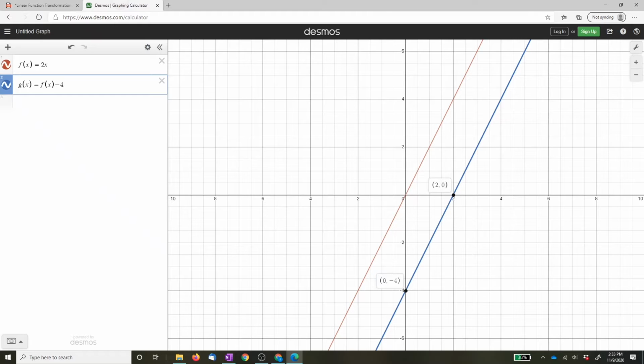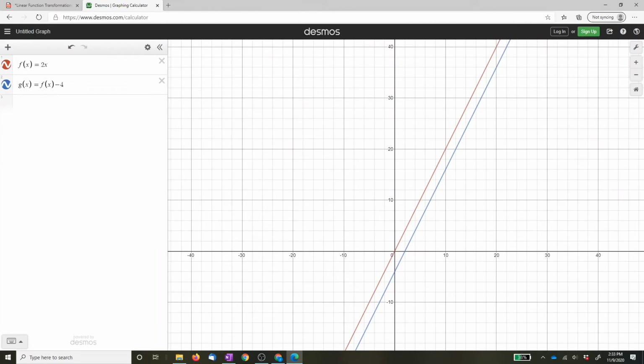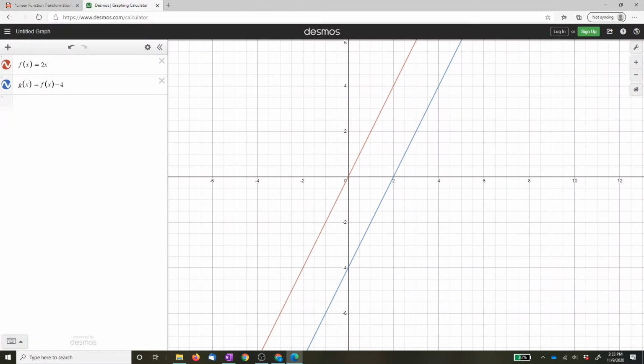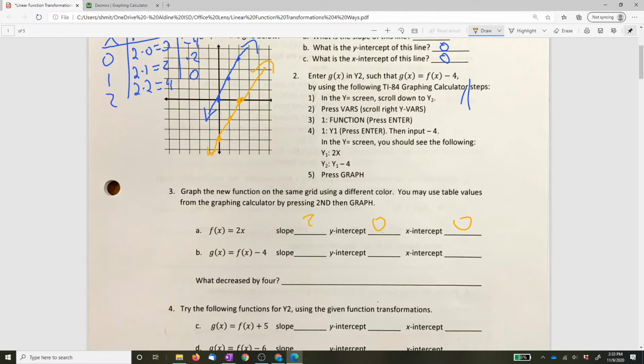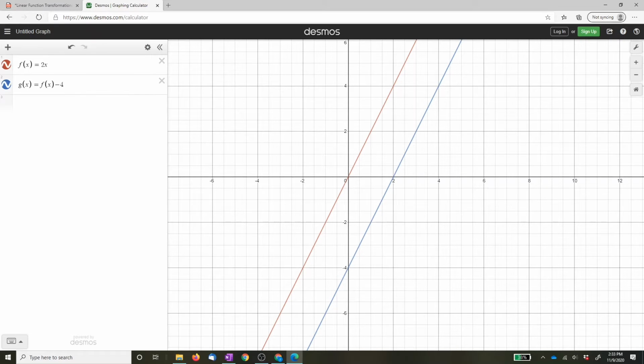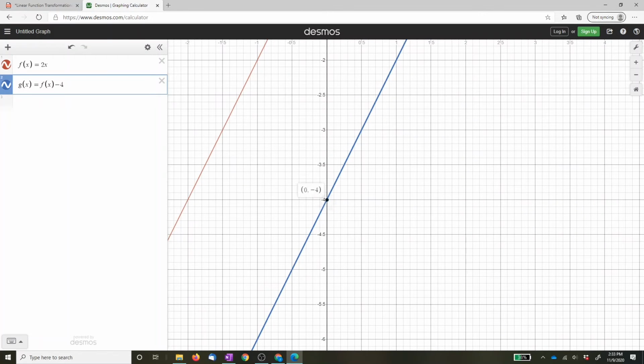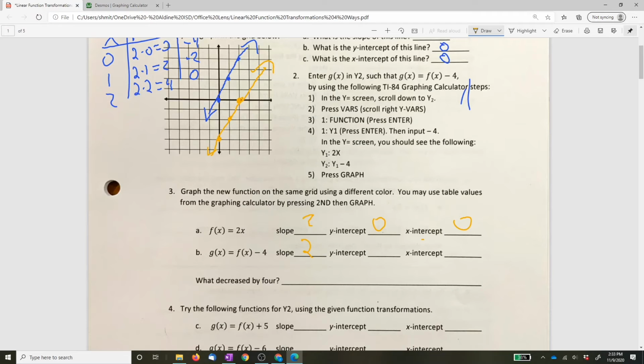Well, let's look at our calculator. Do these two lines, even if you zoom out, are they going to intersect each other? No, they're not going to intersect each other because we didn't change the slope. So the slope is still the number 2. Let's look at the y-intercept. Is the y-intercept still 0? If you touch it, it should highlight it, and it's 0, negative 4. So it's negative 4 is y-intercept.